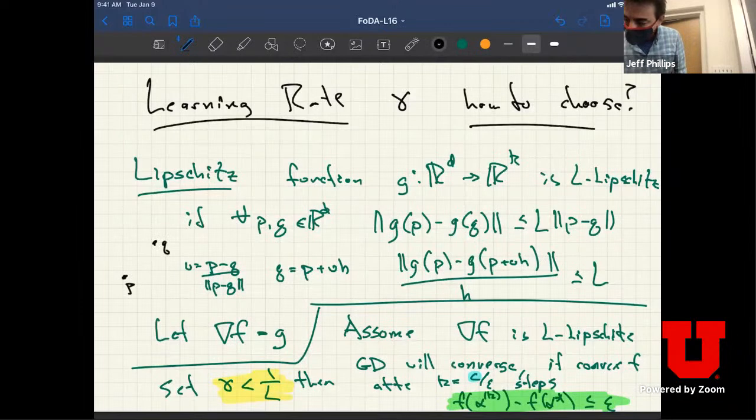Let's say I took these 2 points, P and Q, and I'm going to create some vector U that goes from P to Q. If I scale this, how far away Q is depends on some parameter H. So if the points are H distance away, this quantity is then H. Then I've divided by H to get this equation, saying that the difference between the 2 function values divided by H is less than that.